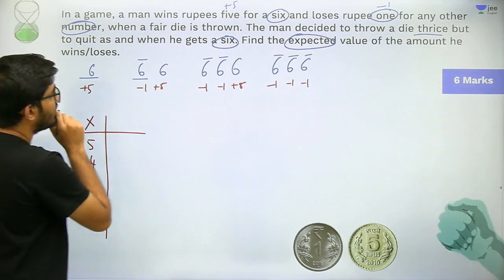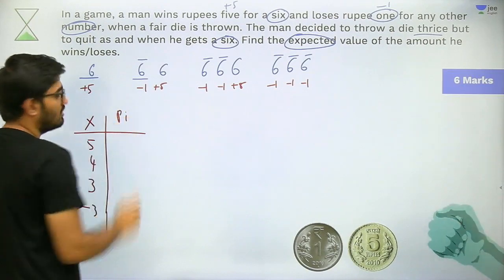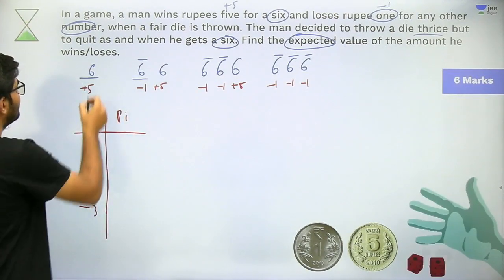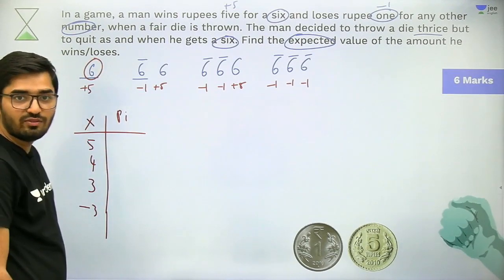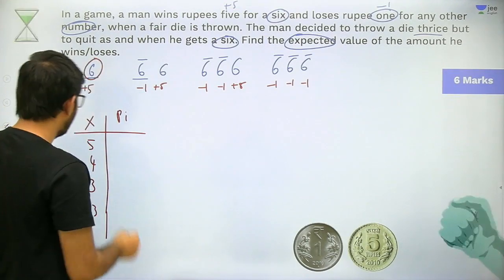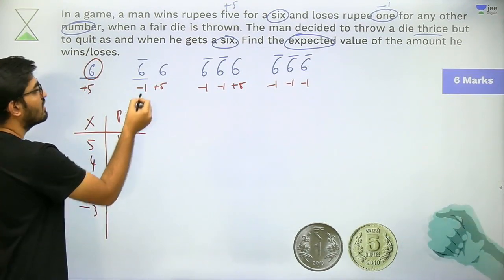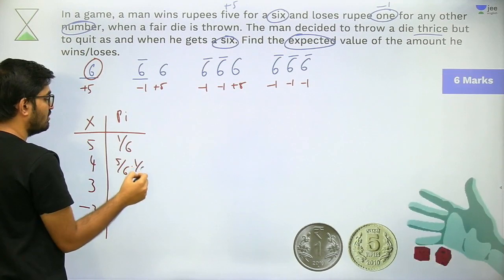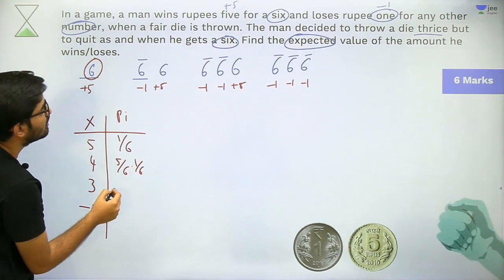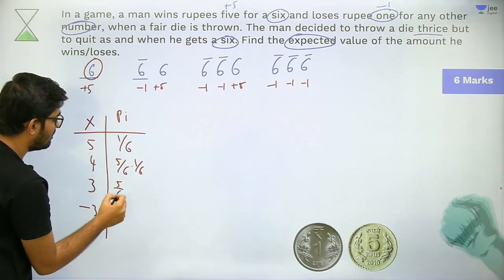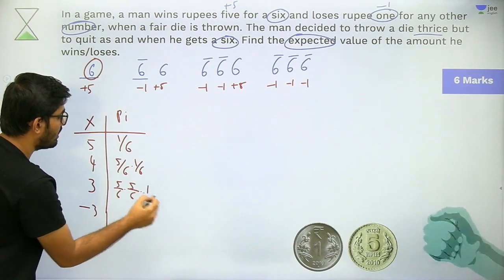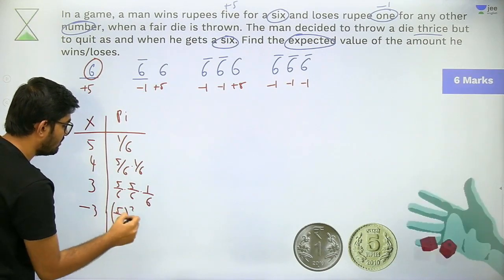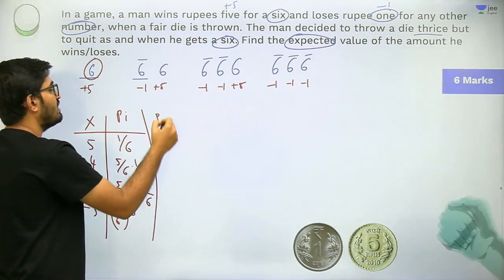Then what is pi? Probability. The probability of getting a 6 is 1 by 6, and not getting a 6 is 5 by 6, and then getting a 6, 1 by 6. Then here, 5 by 6 into 5 by 6 into 1 by 6, and then there we get 5 by 6 power 3. And after this we have to find pi xi.